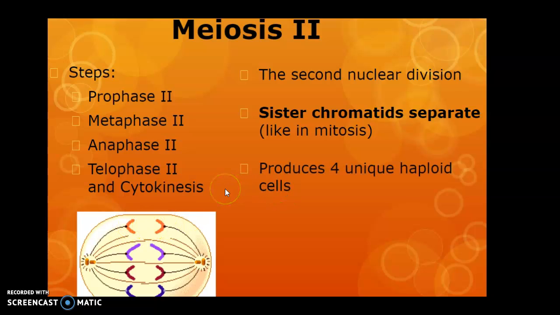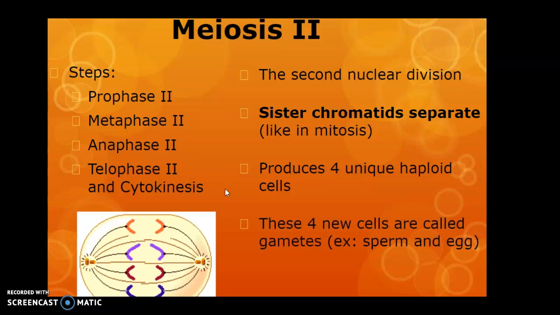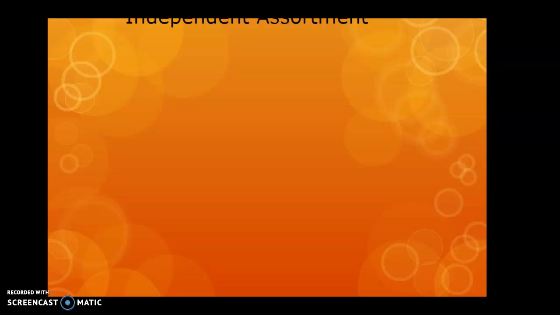This is going to produce our 4 cells, because remember, 2 cells are entering this, and each of those will divide into 2 cells. And so now we have 4 new cells, and these are called gametes. So our sperm and egg cells are the resulting cells, our gametes.